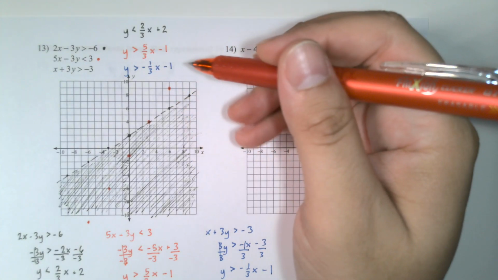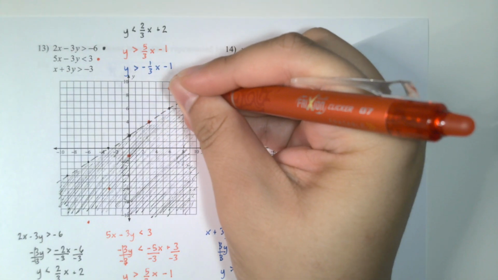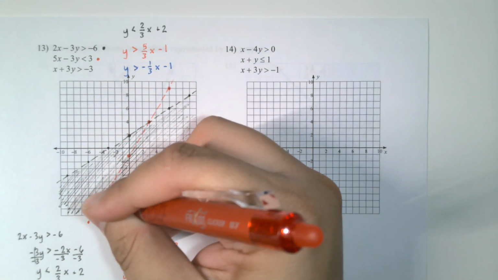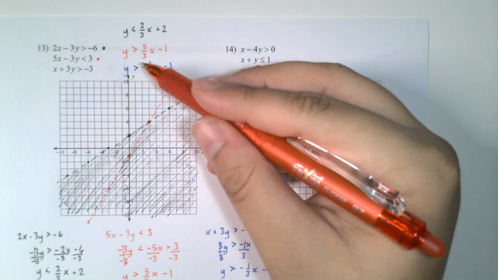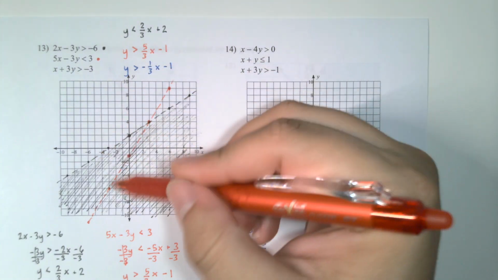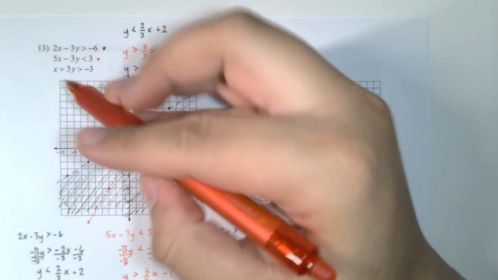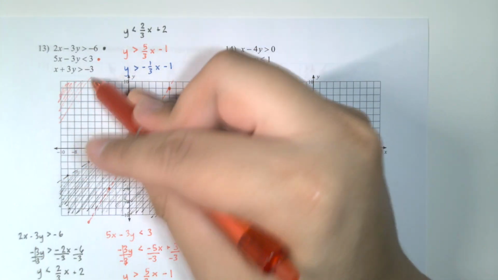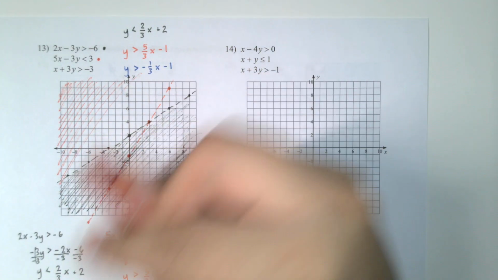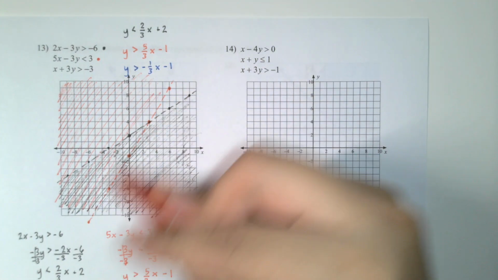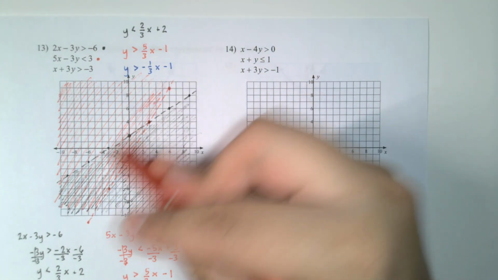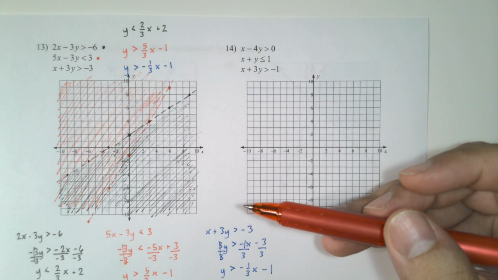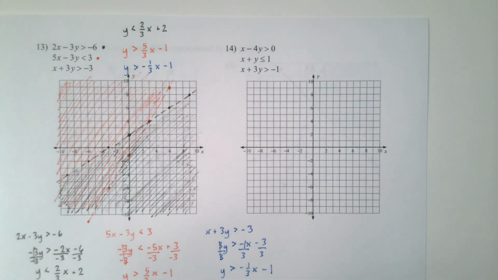Because this is just greater than but not equal to, we're going to create this dotted line here. And because it is greater than, it's going to shade everything above this line. So the shading is going to be everything up there. All right, and the last one in blue.